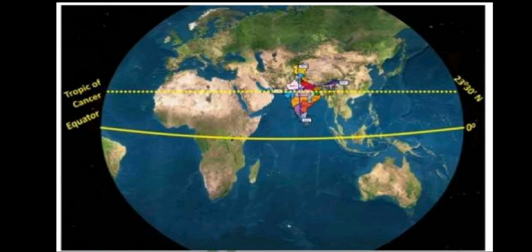After that we studied about India on the globe. You can see the equator, that is 0 degree, and Tropic of Cancer, that is 23 degree and 30 minutes north. Above the equator it is north. Tropic of Cancer passes through a city, Jabalpur.